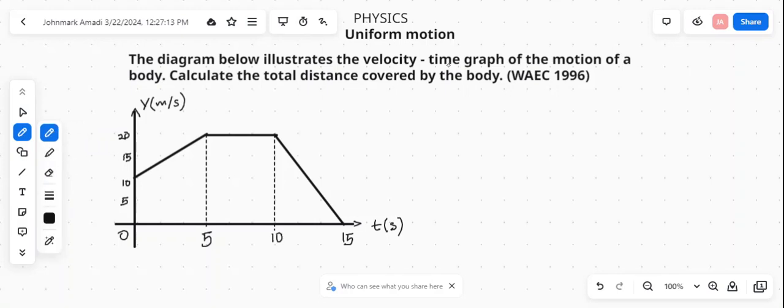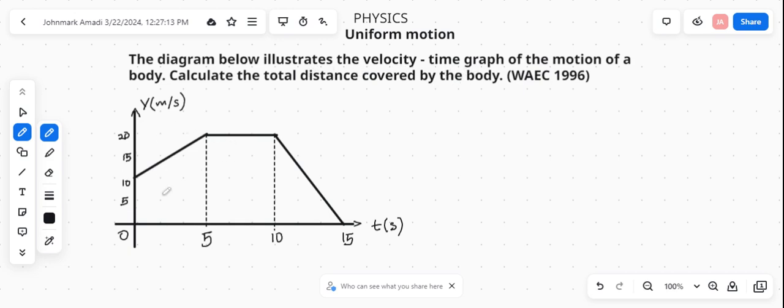Welcome. This is physics under uniform motion. Let's look at this question from WAEC 1996. The question goes: the diagram below illustrates the velocity time graph of the motion of a body. Calculate the total distance covered by the body.